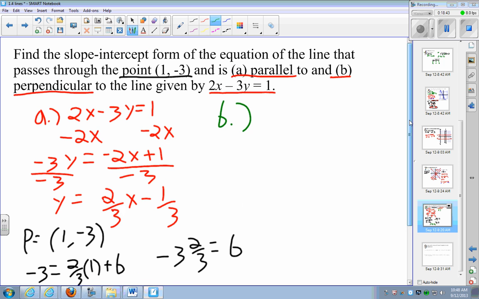All right, so now let's look at the perpendicular side. Okay, so first, gotta do the same thing, put into slope-intercept form.